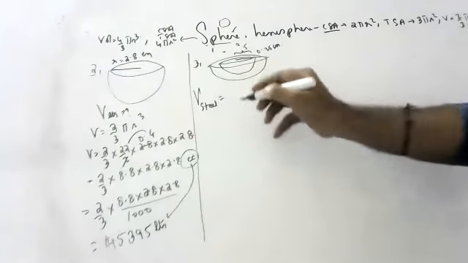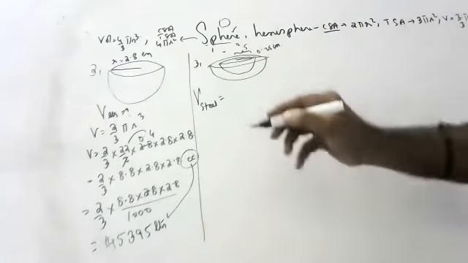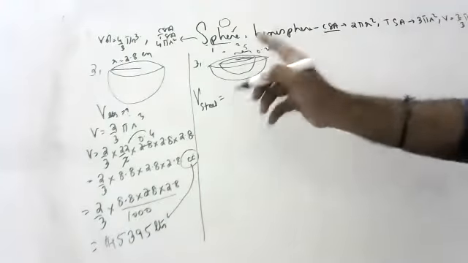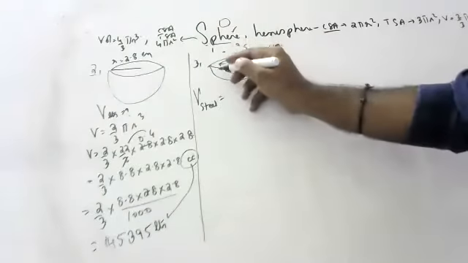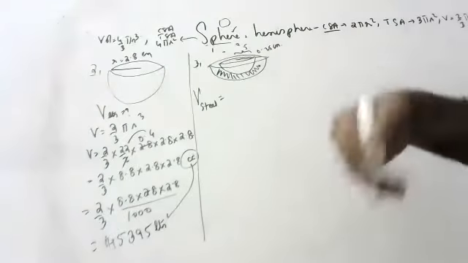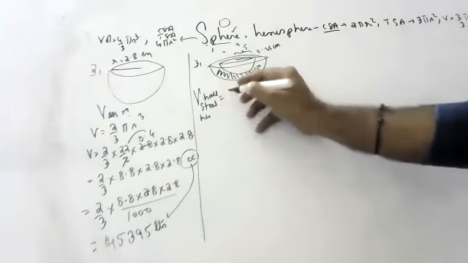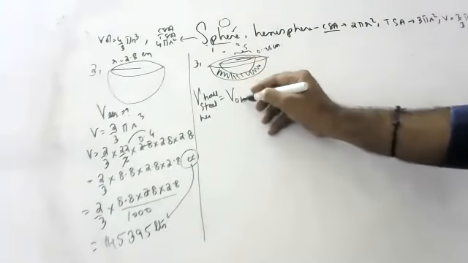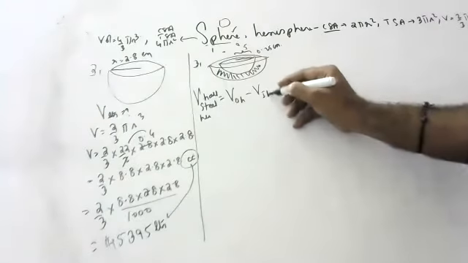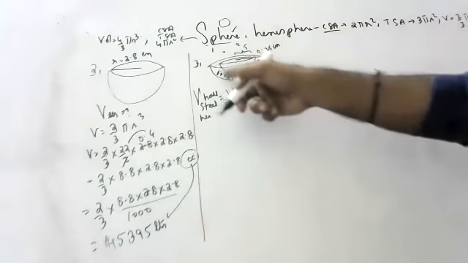Volume of steel is equal to 2 by 3 pi r square. Sorry, 2 by 3 pi r cube. One second. When thickness is given, this is a hollow one. What is the volume of a hollow hemisphere? Hollow hemisphere means volume of outer hemisphere minus volume of inner hemisphere. Here you will have steel.